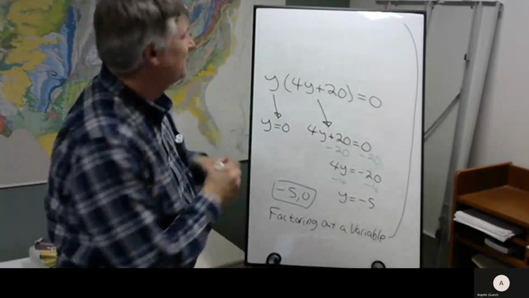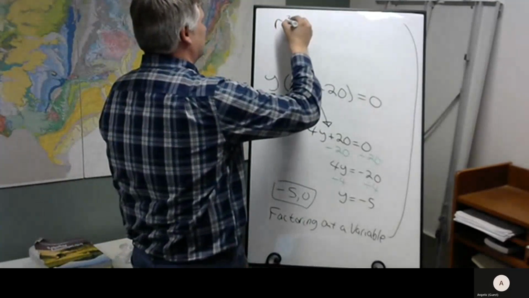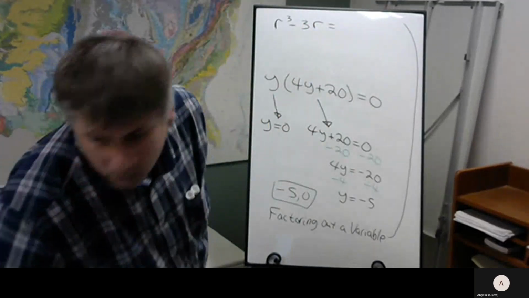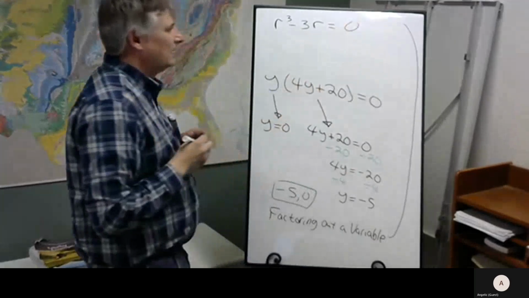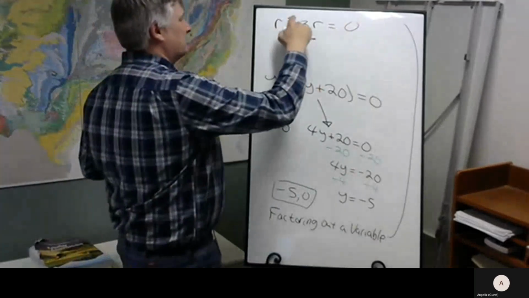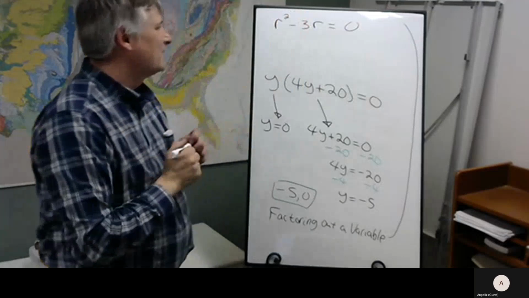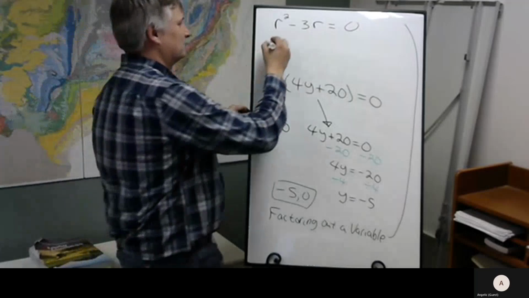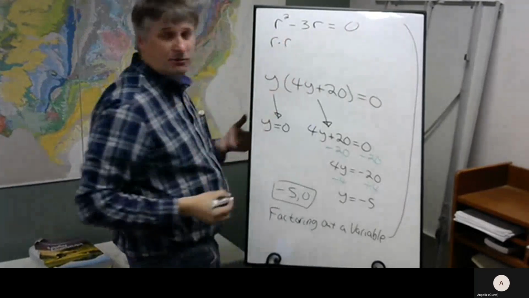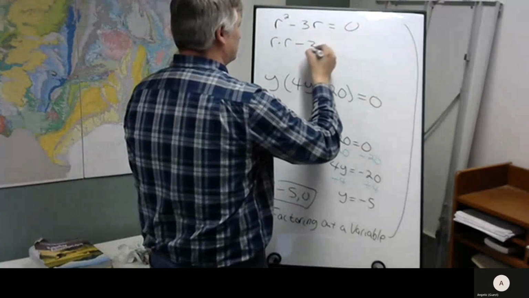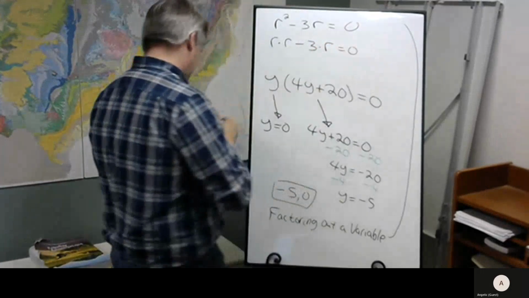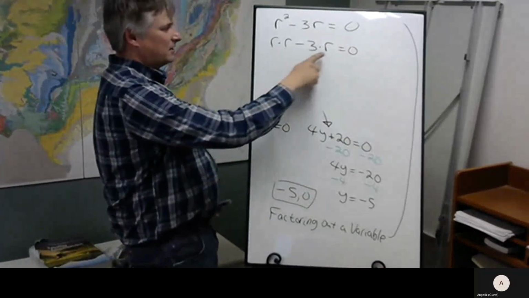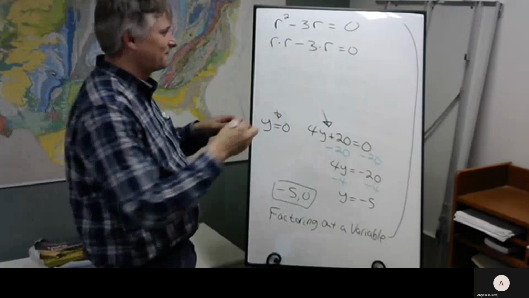Let's say we have this. Now again, this has only, sorry, not r cubed, r squared. Now again, this only has two terms, but each term has an r. Remember, r squared is r times r. So we have an r and an r. We can factor out that r.